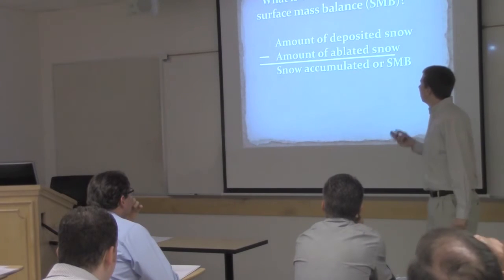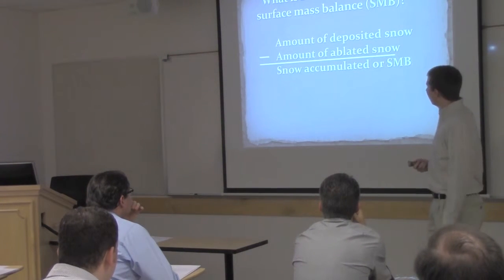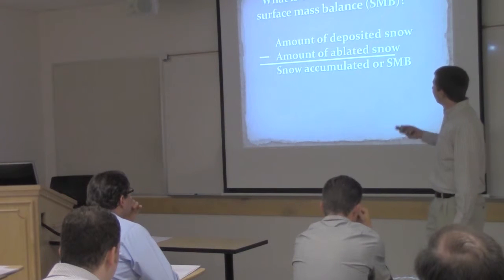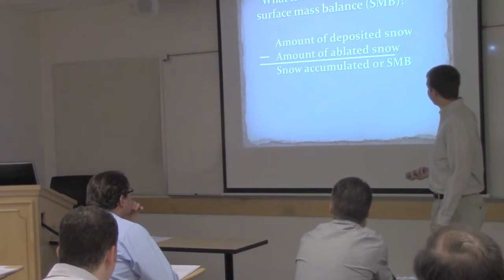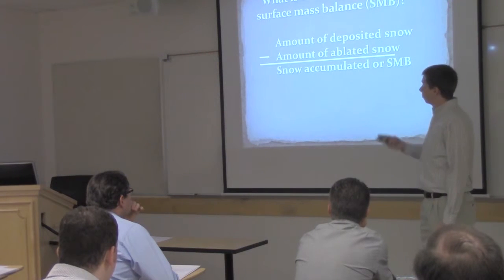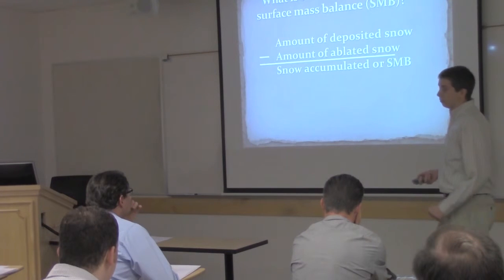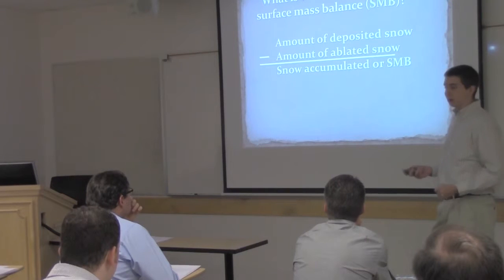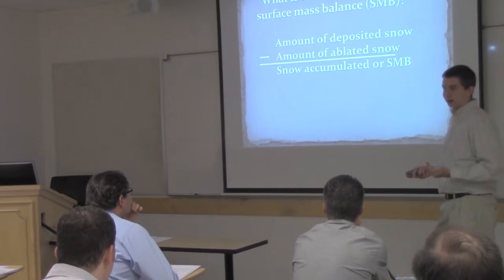So, what is snow accumulation? Simply, my definition of snow accumulation is the same as surface mass balance, or SMB, which is the amount of deposited snow subtracted by the amount of ablated snow. And that leaves you with your total snow accumulated, or the surface mass balance. So if you have 12 inches of snowfall in Antarctica, and then during the summer, 3 of those inches melt off, your total snow accumulation would be 9 inches.